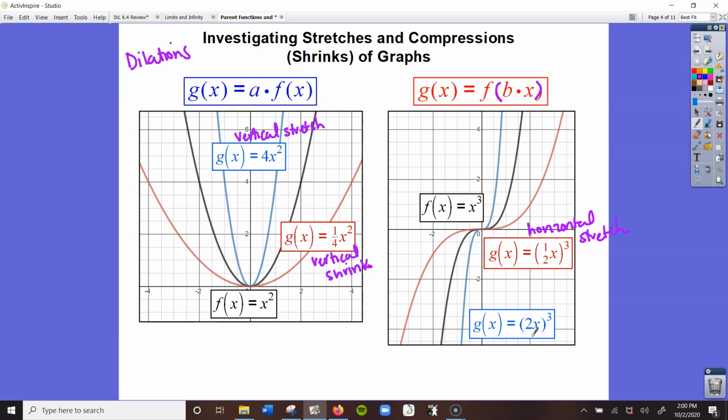Versus the one in blue, you see how in the parentheses it says 2x. Instead of multiplying, remember we got to do the opposite anytime you have something inside of the parentheses. So instead of multiplying, we're going to divide. And if we divide by 2, that means that those x's will get smaller. So it's as if I'm taking that accordion and I'm pulling it back towards the center. So this is an example of a horizontal shrink.